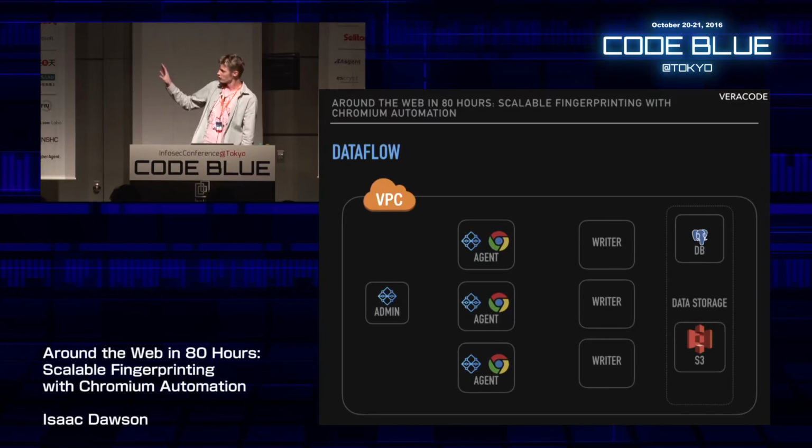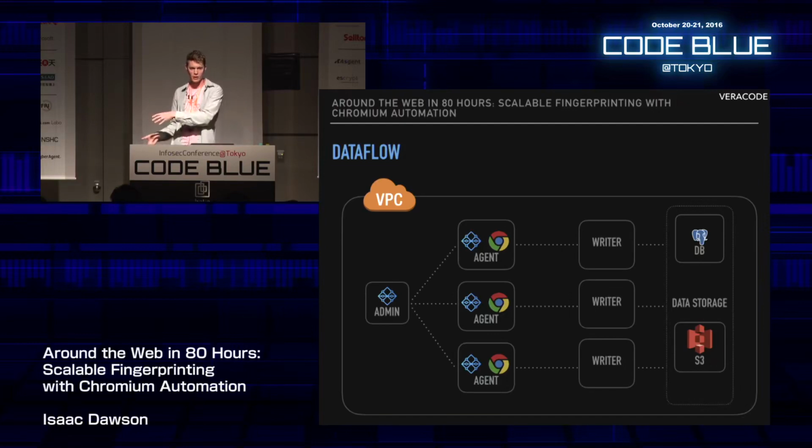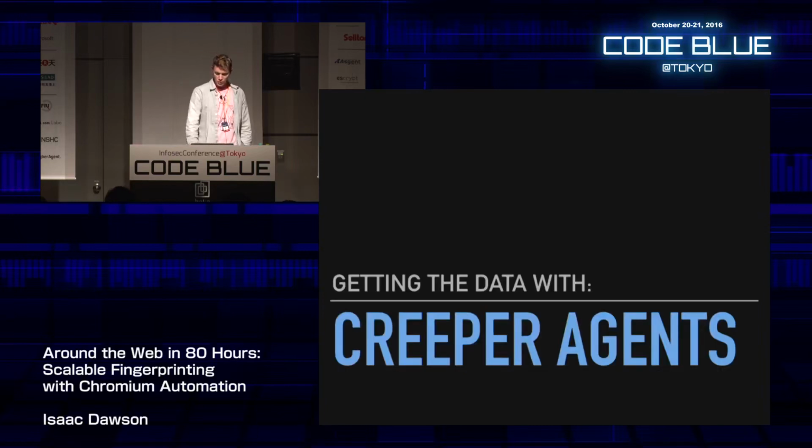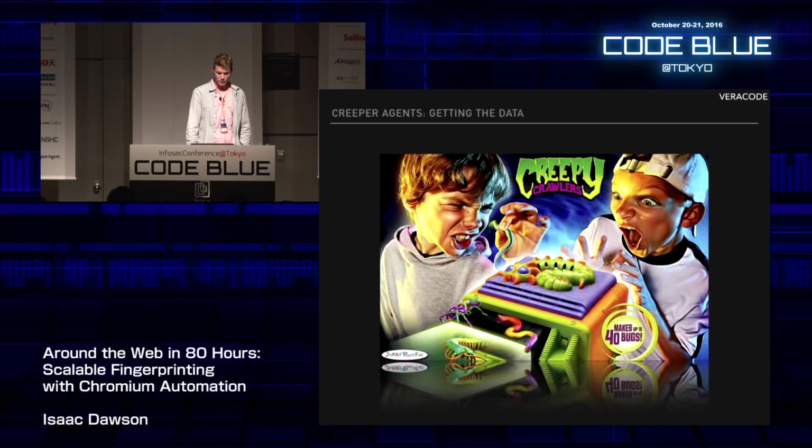So here's kind of what it looks like from a visual aspect. The agents, as they come online, they'll talk to the admin server. The writers will all communicate to all the individual agents. And then depending on the type of data, they would either push it to the database or S3. So my system is called Creeper. So I'm going to talk about the actual agents themselves. For those who are not aware, there's a game in the 80s called Creepy Crawlers. All the names like Spider and Arachnid have already been taken, so I just came up with Creeper instead.